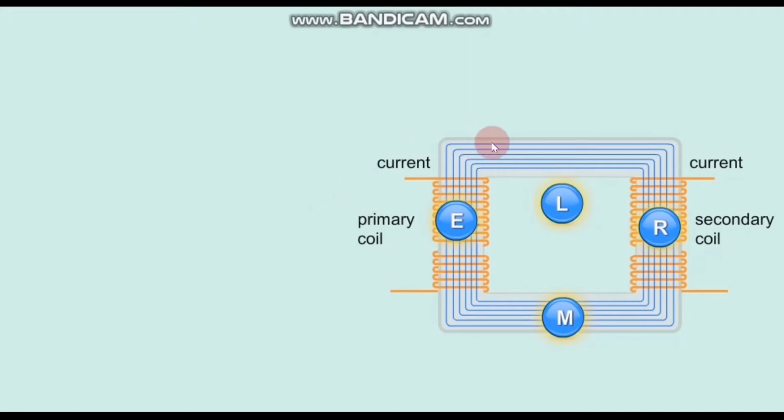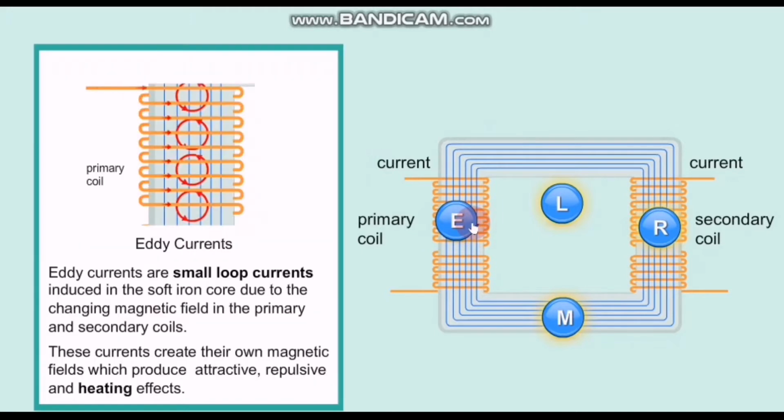There are few factors causes the power loss in transformer, and the first factor is due to eddy current. So what is this eddy current? Eddy current is said to be a small loop current induced in the soft iron core due to the changing magnetic field in the primary and secondary coil. And this eddy current will create their own magnetic field, which causes a heating effect inside the coil.